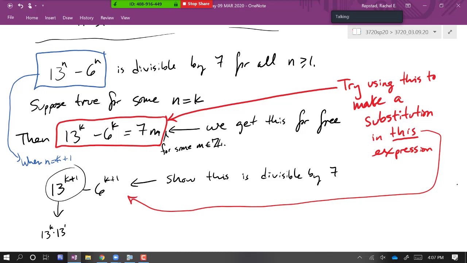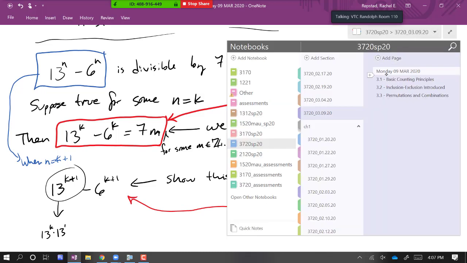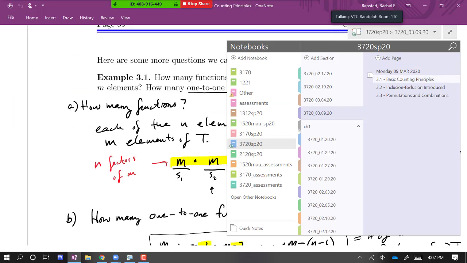Other questions? Okay. If there aren't any other questions on the test, then we'll pick up where we left off, doing some counting.